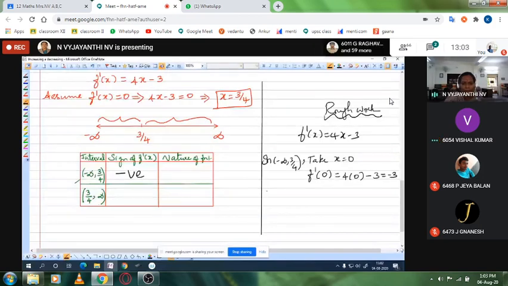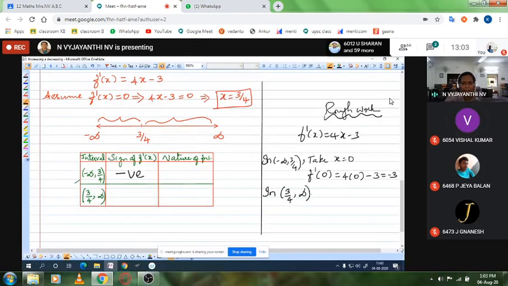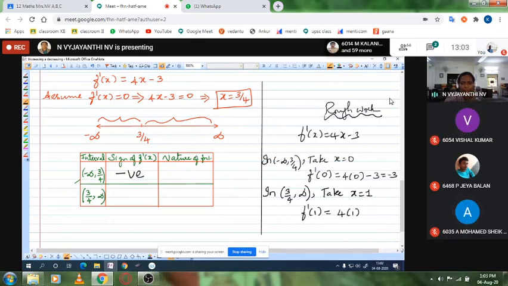In the next interval, 3 by 4 comma infinity, what value shall we take for x? Shall we take 1? Yes, 1. 4 into 1 minus 3 is 1. What is the sign for plus 1? Positive.